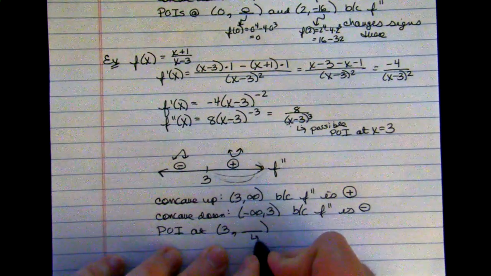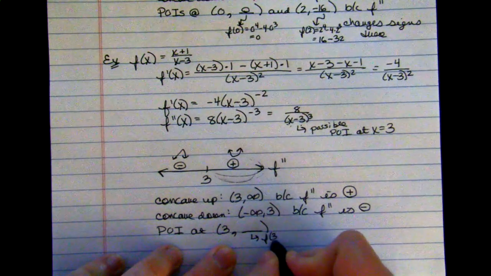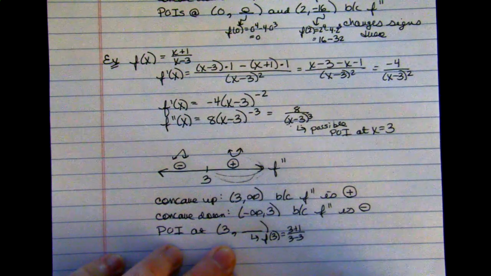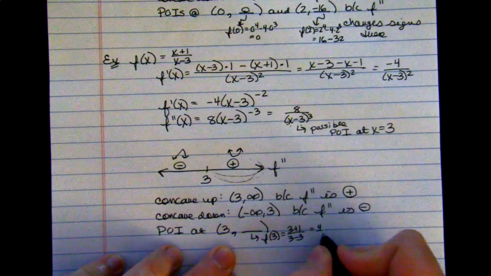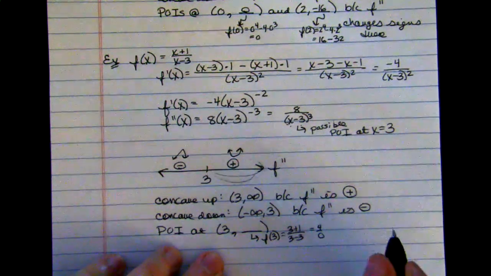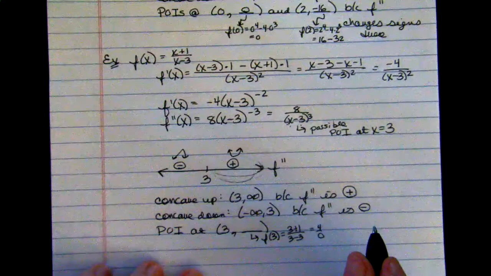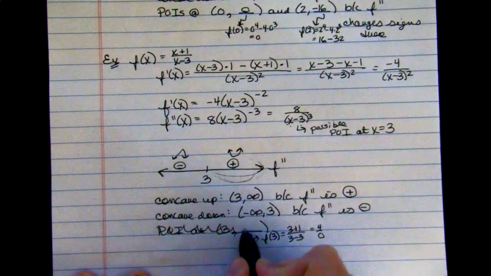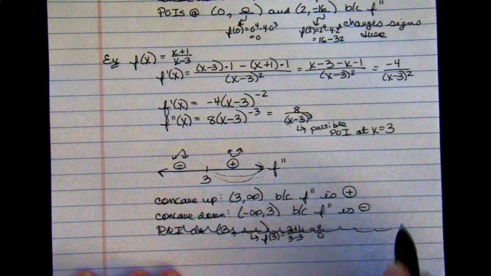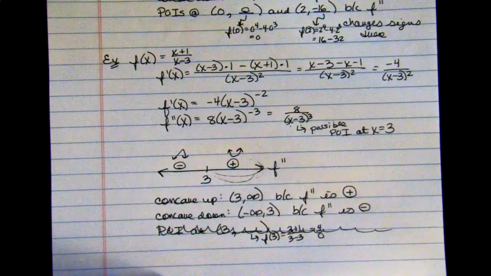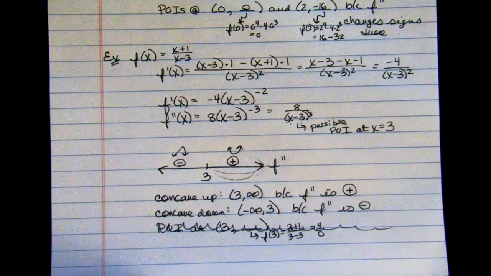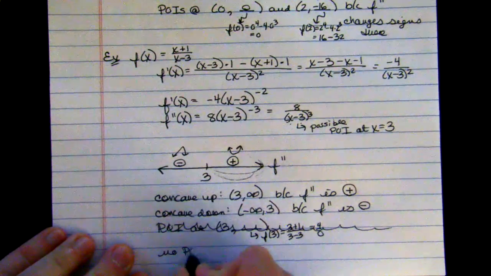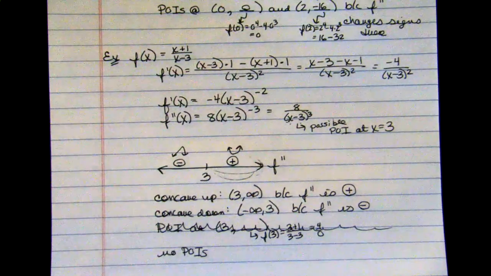Let's see, remember we're plugging into the original function, so f of 3 equals 3 plus 1 over 3 oh, hold on, wait a minute. I'm getting 4 over 0 here. There's a vertical asymptote at x equals 3, which means I don't have a point of inflection, can't possibly have a point of inflection where my function is undefined. I'm changing concavity there, but it's not a point of inflection because there is no point. So I guess I can just say no POIs.